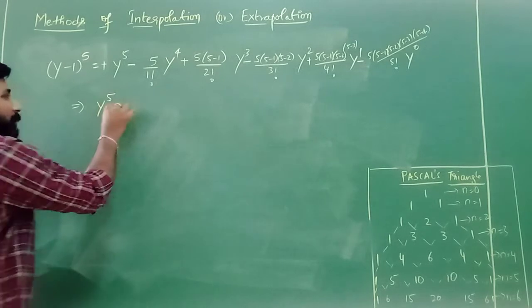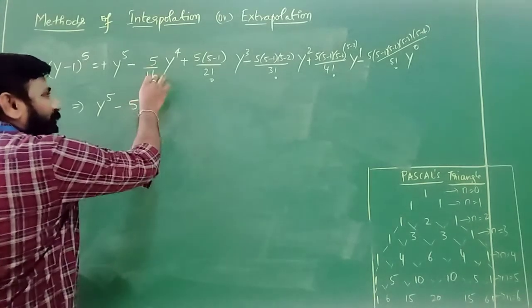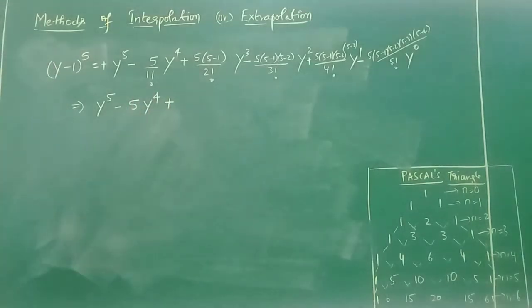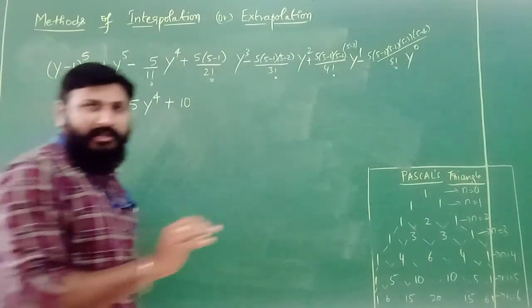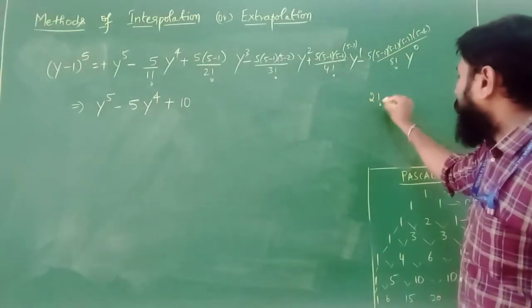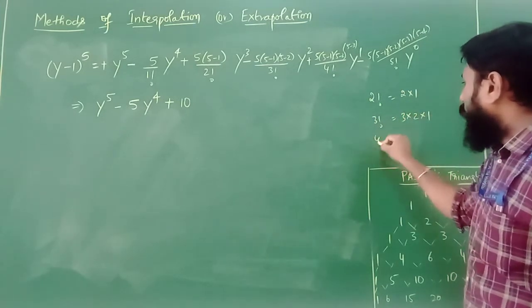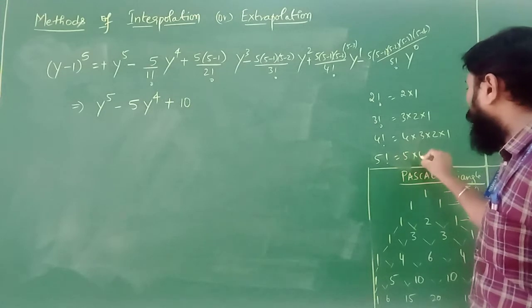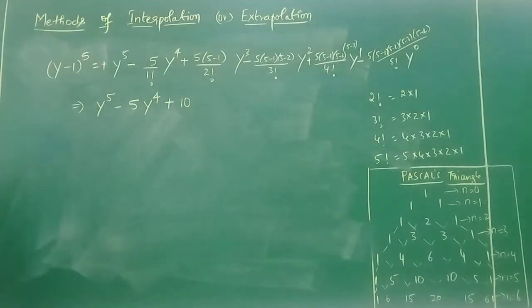So this way the expansion will be written, and ultimately after splitting this you will get the expansion: y to the power 5 minus 5 into 5 by 1 factorial, which is 5 into y power 4, plus 5 into (5 minus 1), so 5 into 4 is 20 by 2, 10. So you know factorials, right? Everybody, guys, you know the factorial. 2 factorial is 2 into 1. 3 factorial is 3 into 2 into 1. 4 factorial is 4 into 3 into 2 into 1. 5 factorial is 5 into 4 into 3 into 2 into 1. You might have come across factorials already, right?